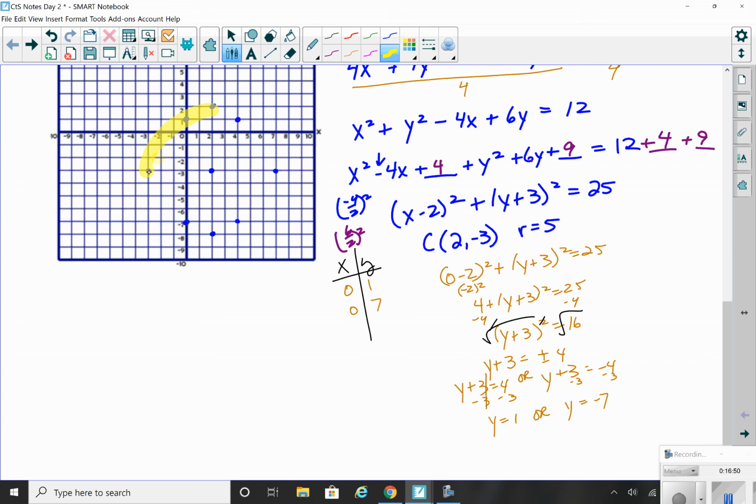What was really nice, and this doesn't happen very often, is that when I plugged in 0, I got a nice whole number answer. I got 1 or negative 7 as my y, or output, values. So I plot (0, 1) and (0, negative 7). Use symmetry to plot those same points on the other side of the circle. And now you have enough that you can go ahead and graph your circle.